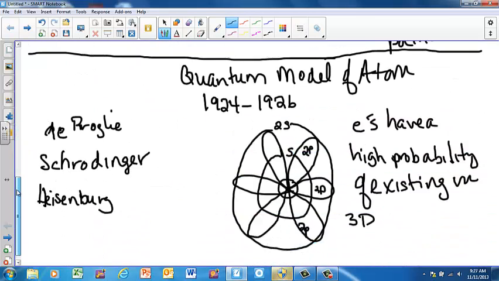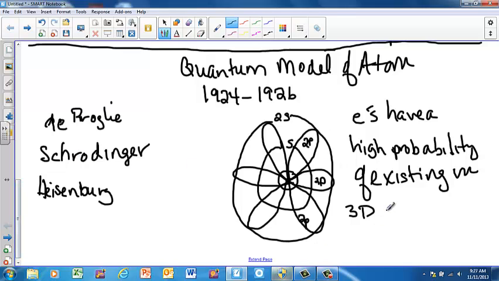Bohr, 2D, orbits. Okay. Quantum, 3D, what are called orbitals. And they can be anywhere in these orbitals. Okay, so if it's in this 2p orbital, the electron can be anywhere in there. Okay, 3D orbitals. Okay, and that's going to be the difference.